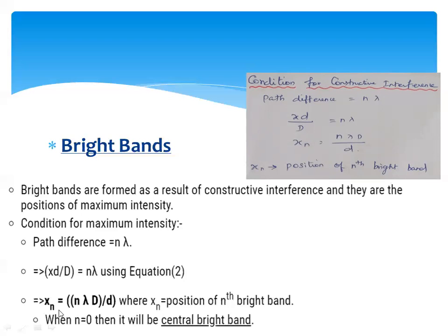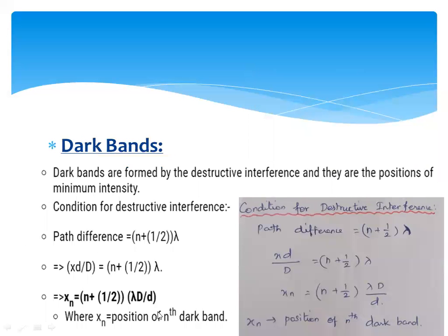Okay, so if n is equal to 0, then it will be the central bright band. And if n has some value, it means there is that nth number of bright band that we can consider here. Next we are going to see about dark bands.